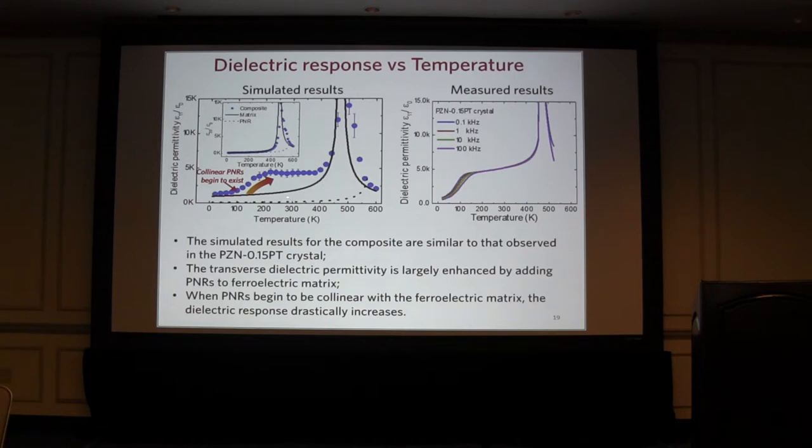We can see that with adding polar nano regions to the ferroelectric matrix, the transverse dielectric response could be increased very large in a specific temperature range, while the longitudinal dielectric permittivity almost did not change by adding the polar nano regions. These results are consistent with experimental results. So next we want to know why adding polar nano regions to the ferroelectric matrix increases the transverse dielectric permittivity.